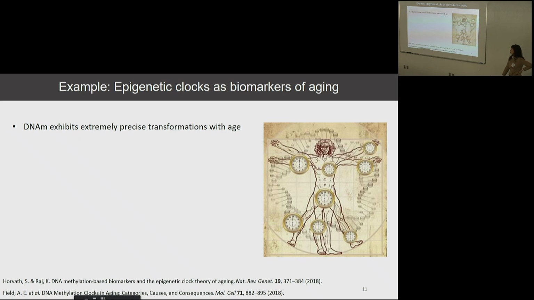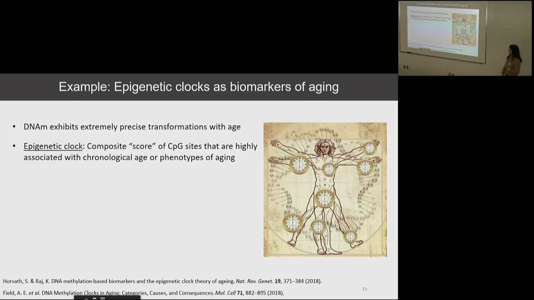Basically, we know that DNA methylation exhibits extremely precise transformations with age. As we age, the cellular proportions in our body change, immune functions change. There's so much going on as we're aging, and our methylome is changing along with that. So the epigenetic clock is just a composite score of CpG sites that are highly associated with chronological age or with phenotypes of aging. It's typically built using machine learning methods.